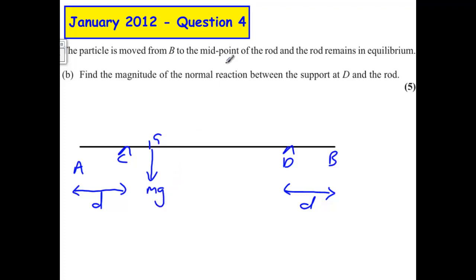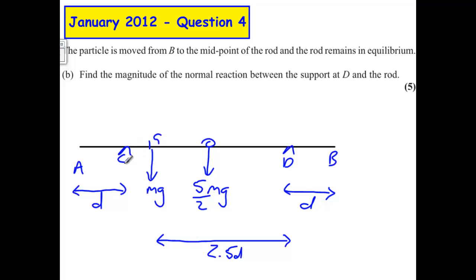and the mass of the particle, which is now in the middle, also acts down, and that's going to be 5 over 2 mg. Now, in terms of distances, I know that the distance from G to D is 5 over 2 d. So in other words, this is 2.5d. And obviously if this is 1d and that's 1d, then that makes this distance between C and G equal to 0.5d.